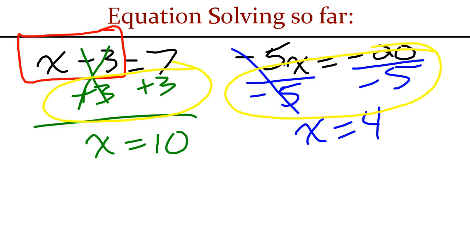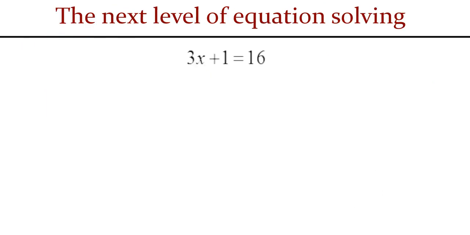Now, obviously, not every equation that we are going to need to potentially deal with is going to have only one operation. We can add a few more to it and end up with what is sort of the next level of equation solving, which is what happens when we have two operations mixed up. Here, 3x plus 1 is equal to 16.